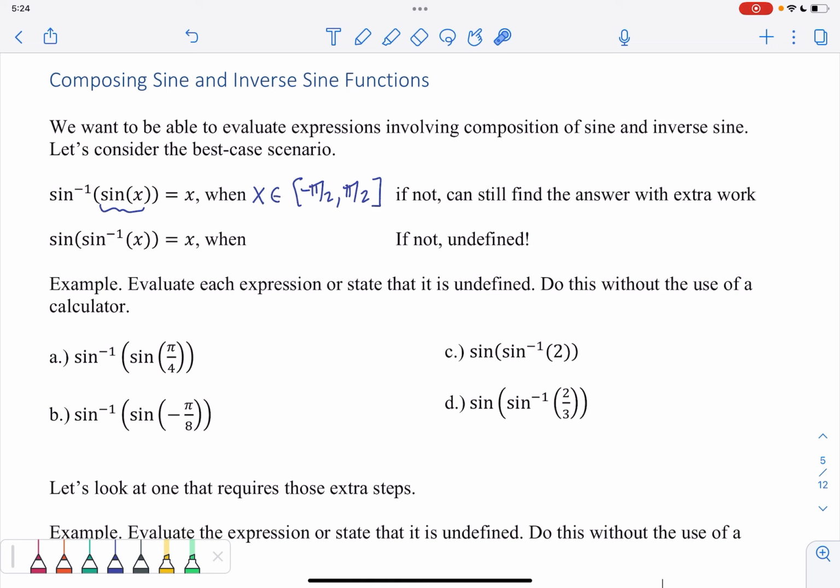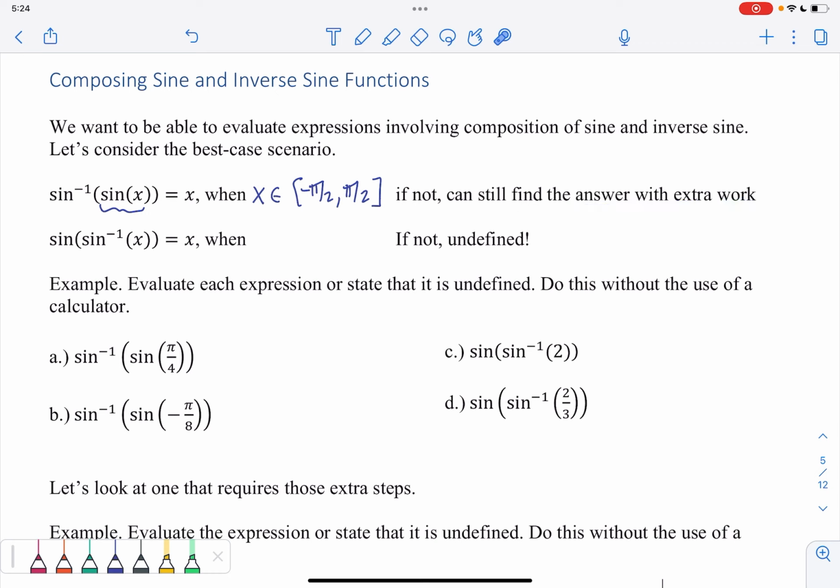Are there any other options? Yes, because I know that the domain of sine is actually all real numbers. So if this x going in here is not in negative pi over 2 to pi over 2, I can still find the answer with some extra work. It's not going to be equal to this x, but I can still find it.